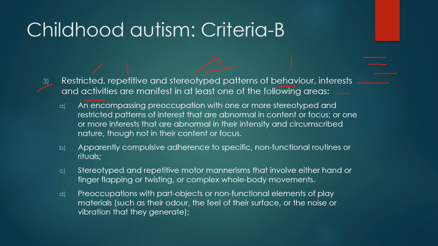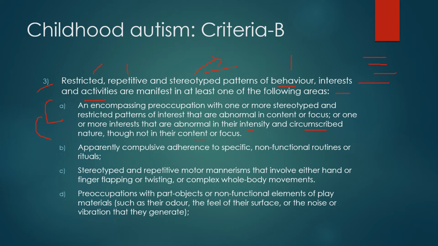And these are manifested by at least one of the following examples. An encompassing preoccupation with one or more stereotyped and restricted patterns of interest that are abnormal in content or focus, or one or more interests that are abnormal in their intensity and circumscribed nature, though not in their content or focus. So they get absorbed in one activity, and if it is more than one activity, they are abnormal in their intensity. It is too much. They don't have any boundaries left there.